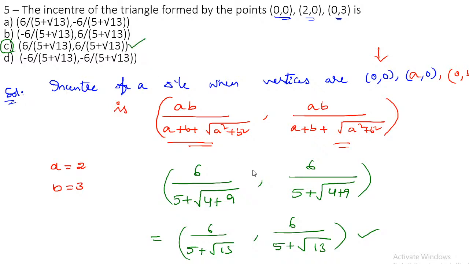So this is the shortcut to solve this problem in a very short time. This formula is very simple. Just ab by (a plus b plus root of a square plus b square). First the product of a and b, and then we divide this product by a plus b plus root of a square plus b square.